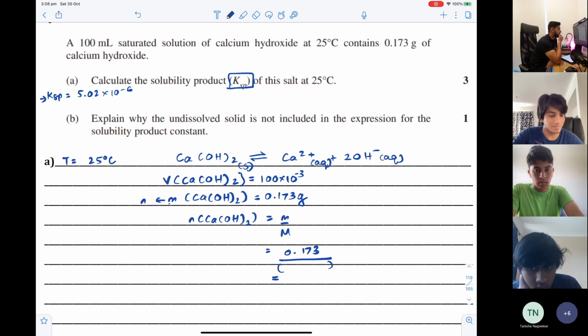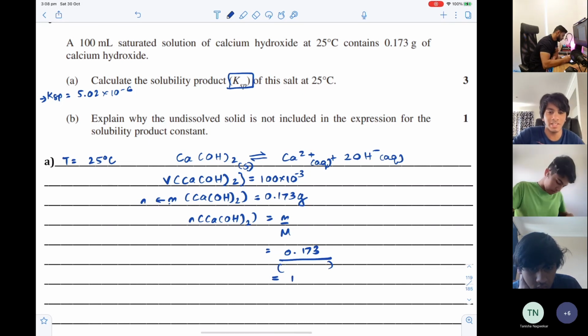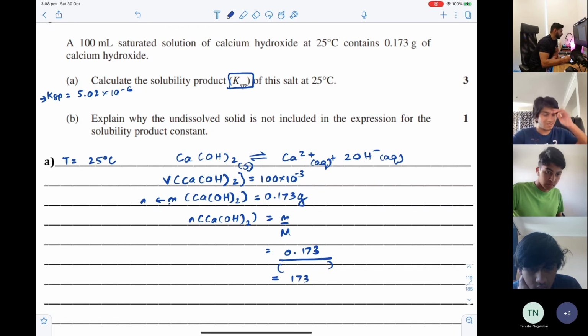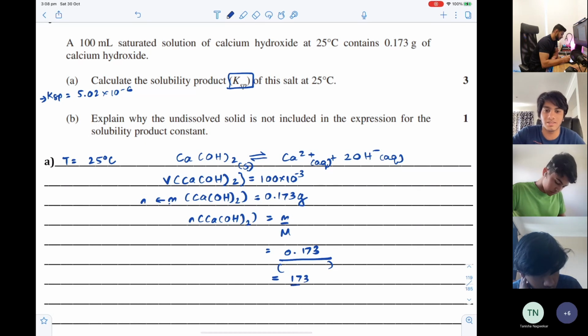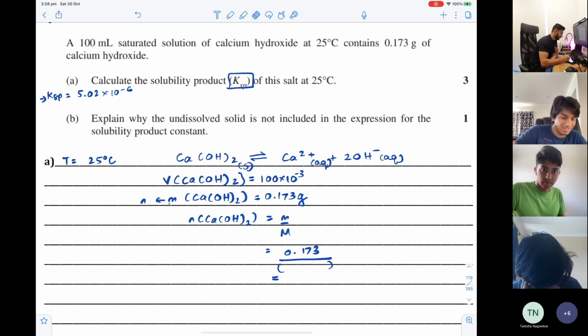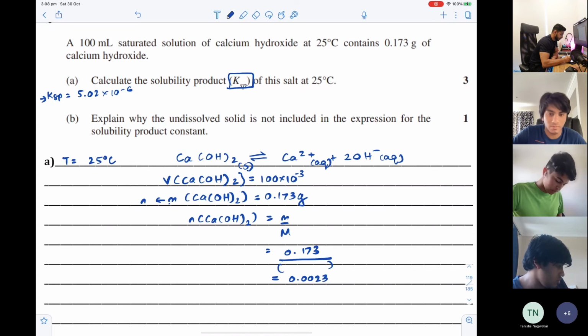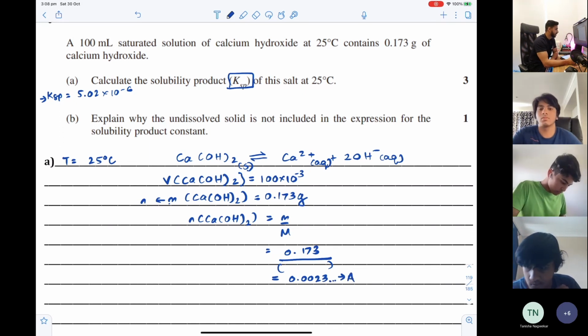Yeah, okay. I got 173. 173, fraction. 173? Yeah, divided by 74.096. Okay, let's give me a decimal point and we'll store it. How about that? 0.00233. 0.0023, yep. And you can store it as A. So that's what you'd write in your paper, right?